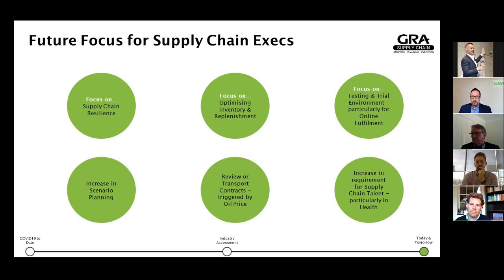Given some changes in demand and also prices, it might be an opportunity to review some transport contracts at this point. And it also highlights an increasing requirement for supply chain talent, because when pressure is put on the supply chain, we can see how much more integrated it is and how many disciplines it goes across. So having people who can sit in the scenario planning space, in the supply chain nerve centers, to help restructure and then implement the new processes and technology to support the way forward becomes very, very important.